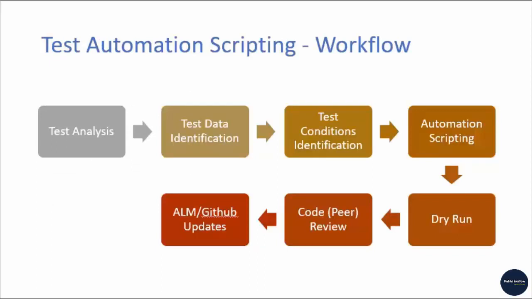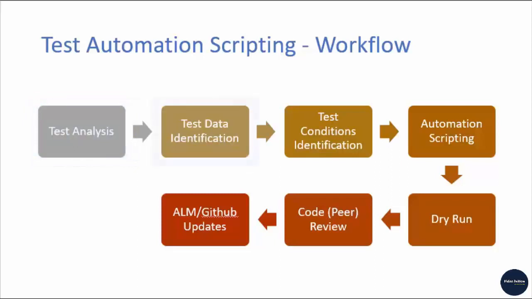So let's talk about the test automation scripting workflow. In general, and in many projects, the automation team receives the manual test cases from the QA team, and the very first step is to analyze the test cases for automation feasibility. At this stage, we also like to execute the manual test cases manually to see whether there is any complexity or anything that would not be possible to achieve through automation. So that analysis is conducted as part of the very first step.